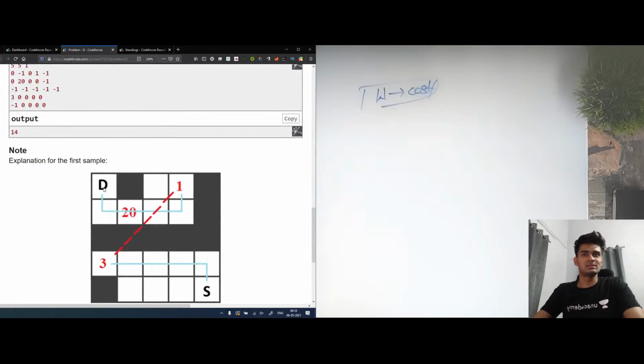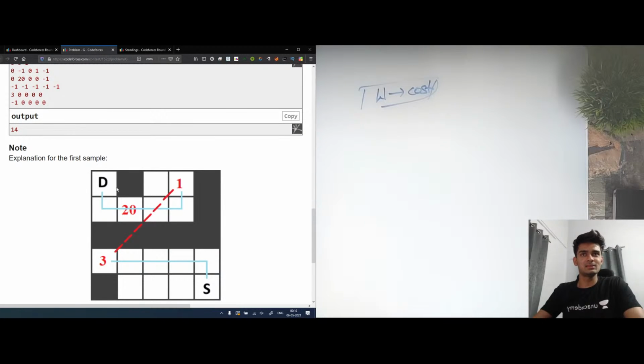Okay, so basically this is the start, this D is written wrong. So this is the source and this last index is the destination.